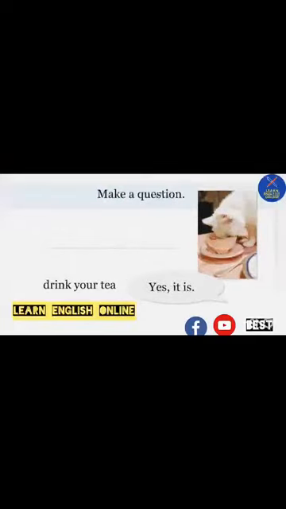One more. Here the verb is drink, and the subject is it. I guess I don't know if this cat is a girl cat or a boy cat, so I'm going to say it. Is it drinking your tea? Yes, it is.